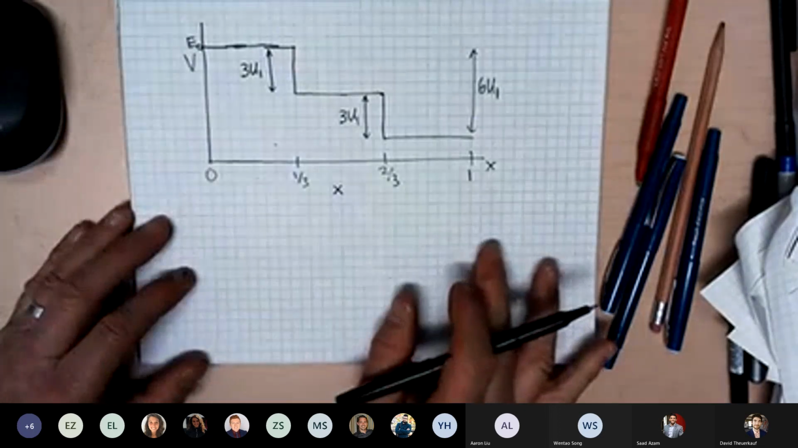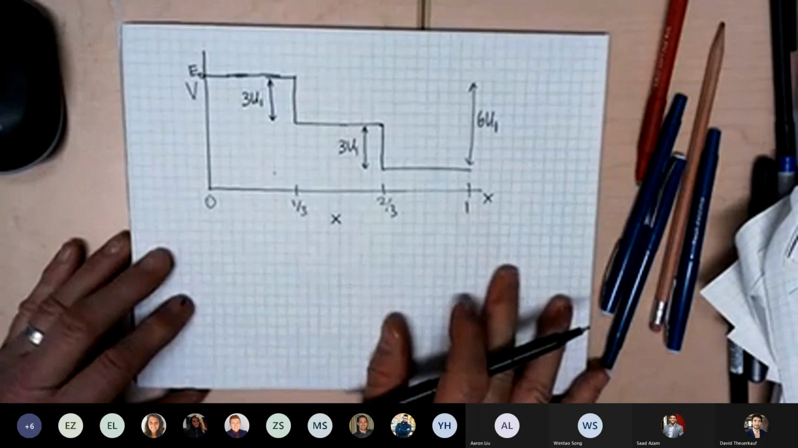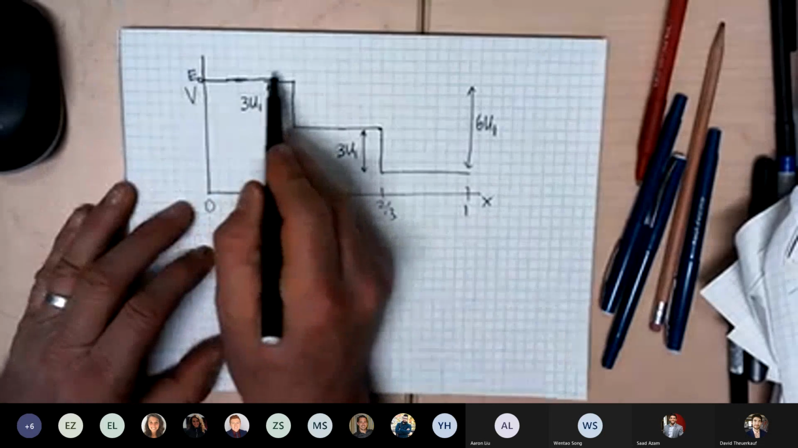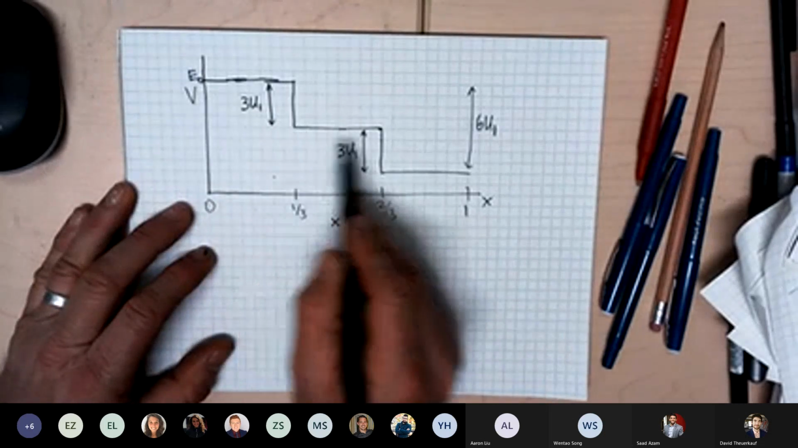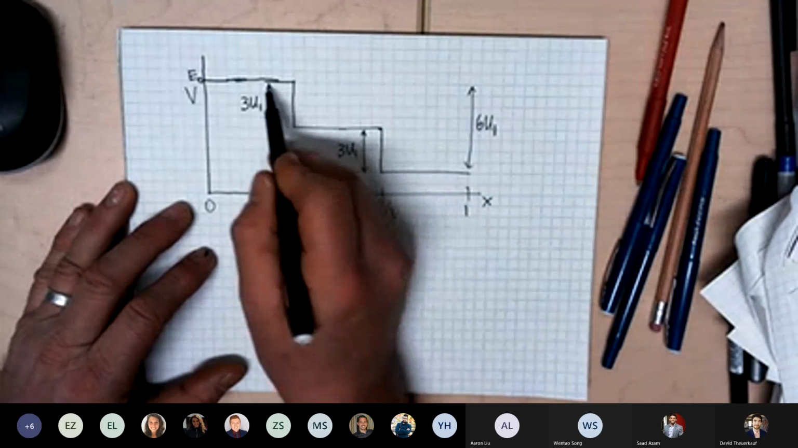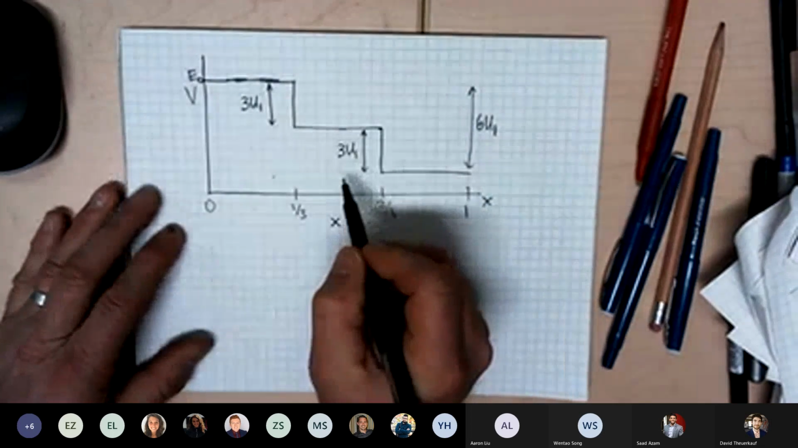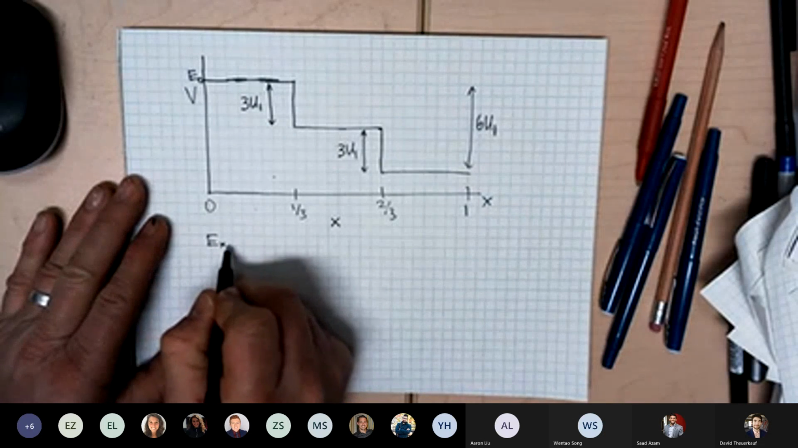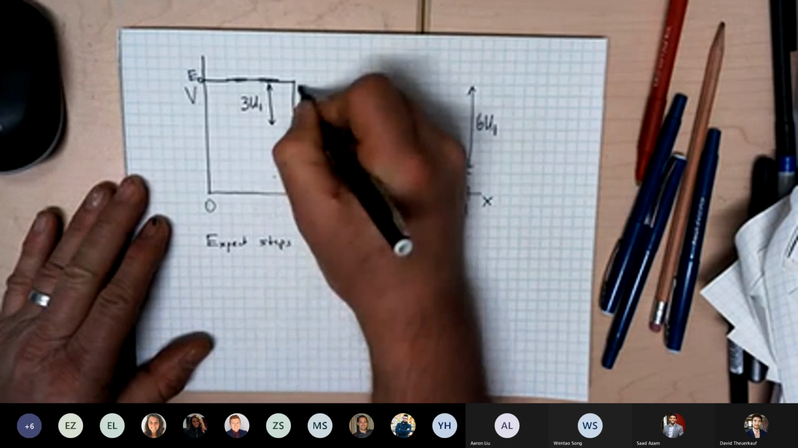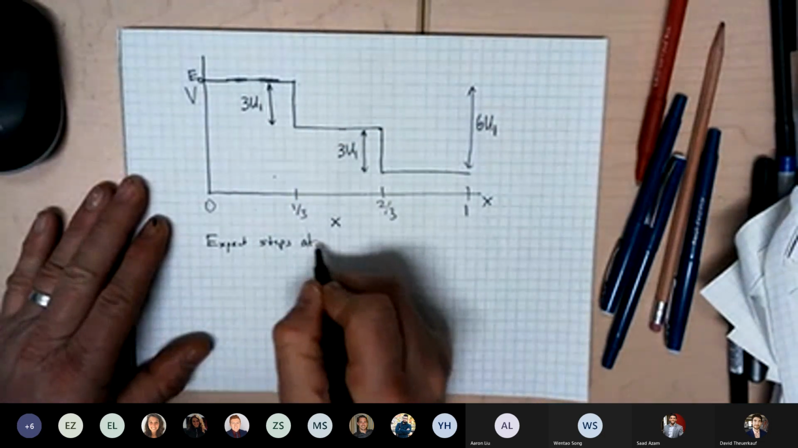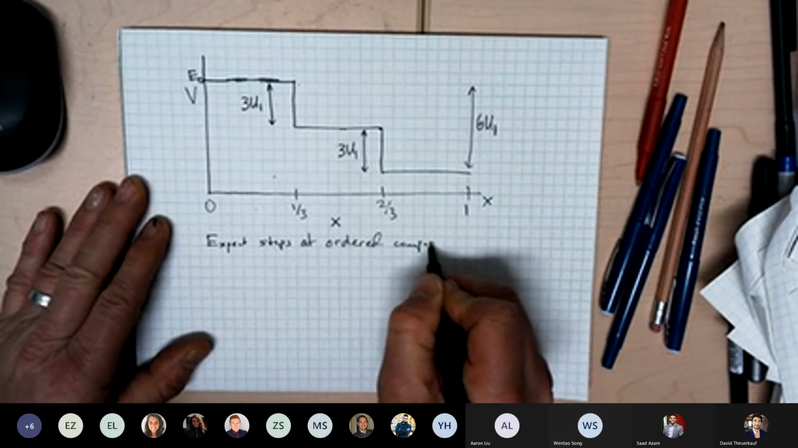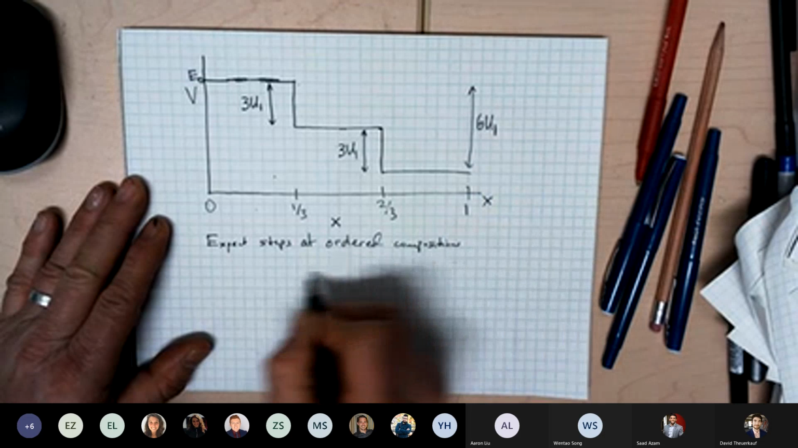So this is the signature of ordered compositions in a voltage composition curve. When you see steps in the voltage versus composition profile, it is often a hint that there's ordering of lithium going on. And you expect the steps at ordered compositions.